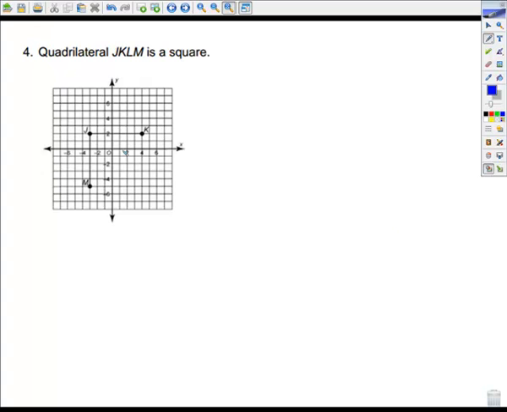Let's try this one. It says quadrilateral JKLM is a square. I know for the square, all four sides have to be equal. So this side, this one's pretty easy. I just have to line it right up here. So whoops, let's make that look a little bit better. I just draw it right here and right there.